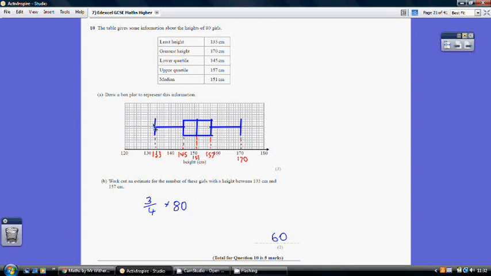The height of the box plot doesn't matter, that's just up to you. Now for part B, work out an estimate for the number of these girls with the height between 133 and 157. So that's all the way from the start, all the way up to the upper quartile. Now that's going to comprise 3/4 of all the girls, because we've got a quarter going up to where we start. So a quarter up to the lower quartile, a further quartile up to the median, then another quartile up to the upper quartile. So that's 3/4 worth of the girls. 3/4 of 80. 80 divided by 4 is 20. 20 times 3 is 60.